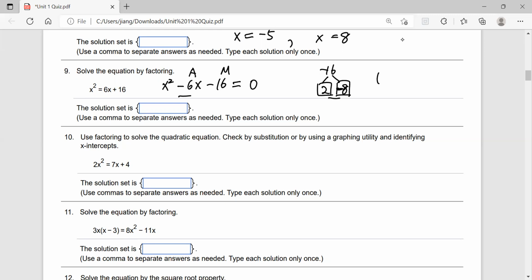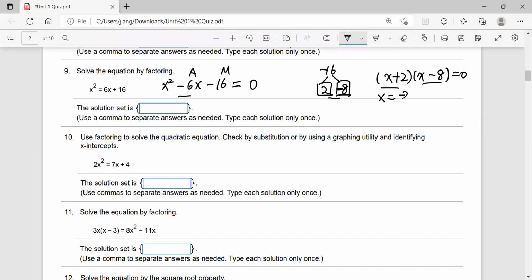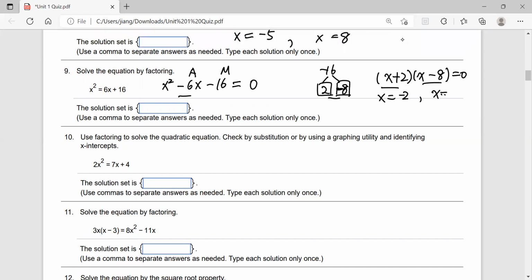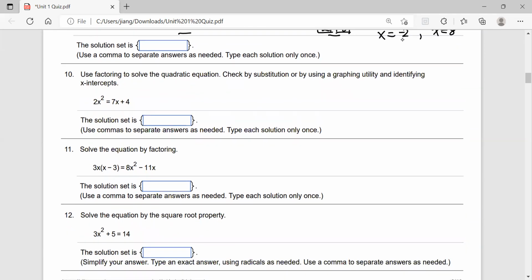So the factored form is x plus 2 times x minus 8. So solve them individually, solve these two. So x equals -2 or x equals +8. And then next one, use factoring to solve the quadratic equation.